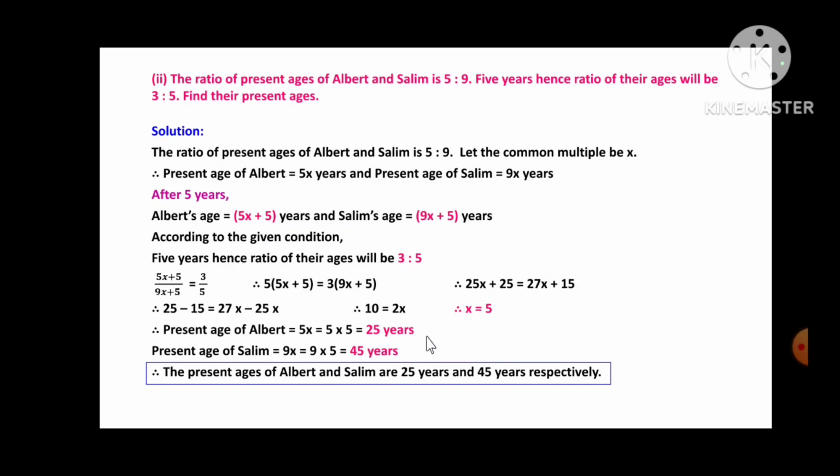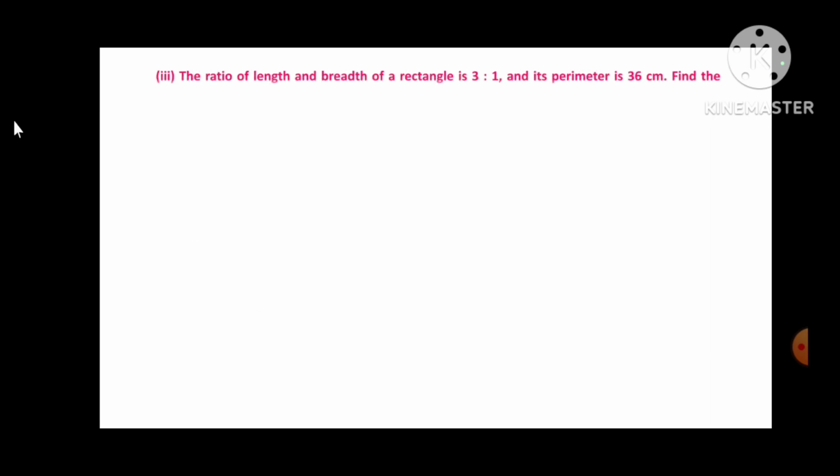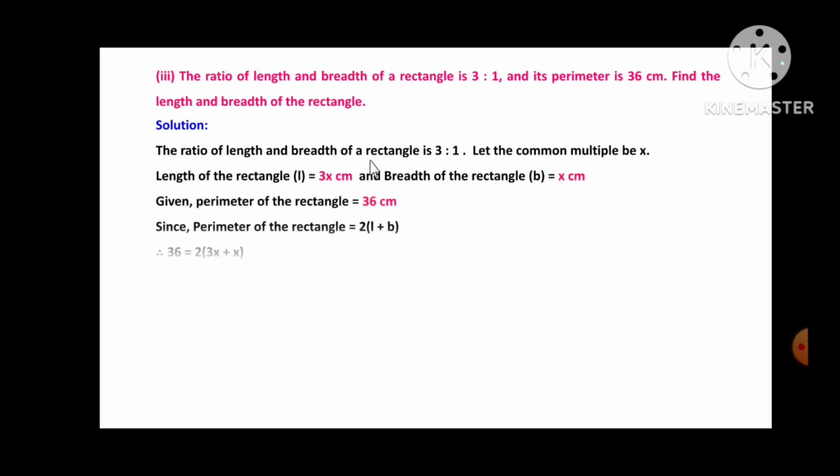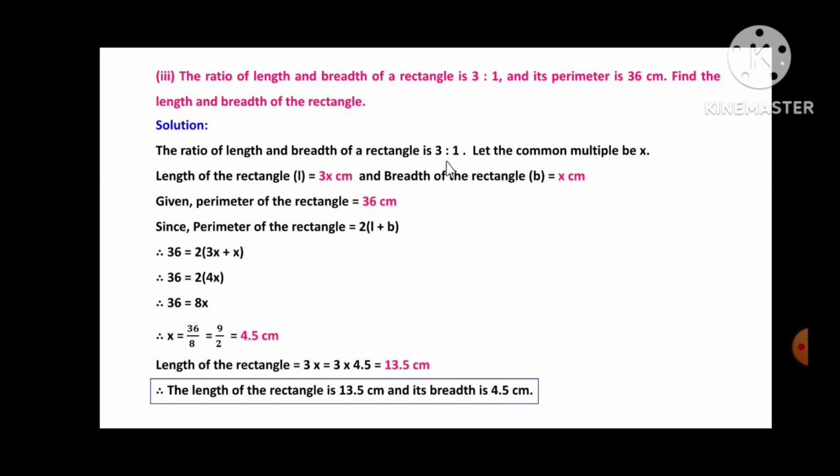Now we'll see the third. The ratio of the length to breadth of a rectangle is 3 as to 1 and its perimeter is 36 centimeter. Find the length and breadth of the rectangle. Friends, the ratio of the length to the breadth of the rectangle is 3 as to 1. Length to breadth is 3 as to 1.